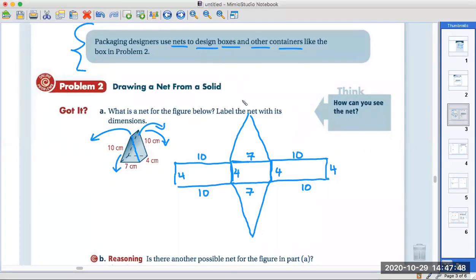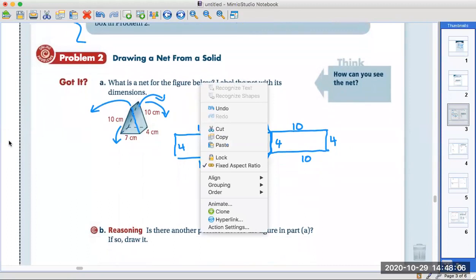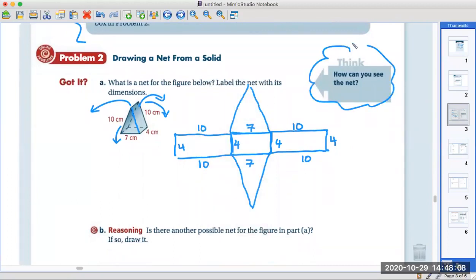Now, if you fold it back together, you're going to get this. It's a prism, because you can look at the two triangles. The front and the back are the same. Let's see what they want here. How can you see the net? Well, it's three-dimensional, and I started with the base, the bottom usually. I start with the bottom, and then I fold all the sides out.